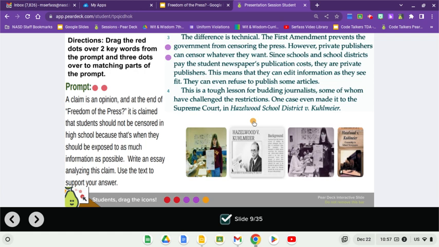Okay, so let's go ahead and take it one color at a time, one text at a time. All right, let's start with the prompt. Please take a moment. Let's reread the prompt and then find two important words. A claim is an opinion, and at the end of the freedom of the press, it is claimed that students should not be censored in high school because that's when they should be exposed to as much information as possible. Write an essay analyzing this claim and use the text to support your answer. Please find the two most important words in that prompt now.